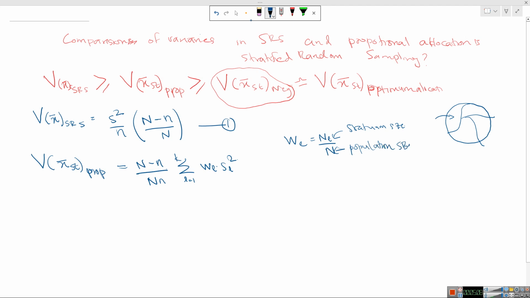Now you see we have to develop a relationship between these two variances, but here we have S and here we have Si. So what I am going to start with is the equation we have studied for this one. S squared is equal to 1 divided by N minus 1 times the summation i equals 1 to k, summation j equals 1 to Ni, of xij minus x bar squared. This x bar is the stratum mean, right? So this is what we have studied.